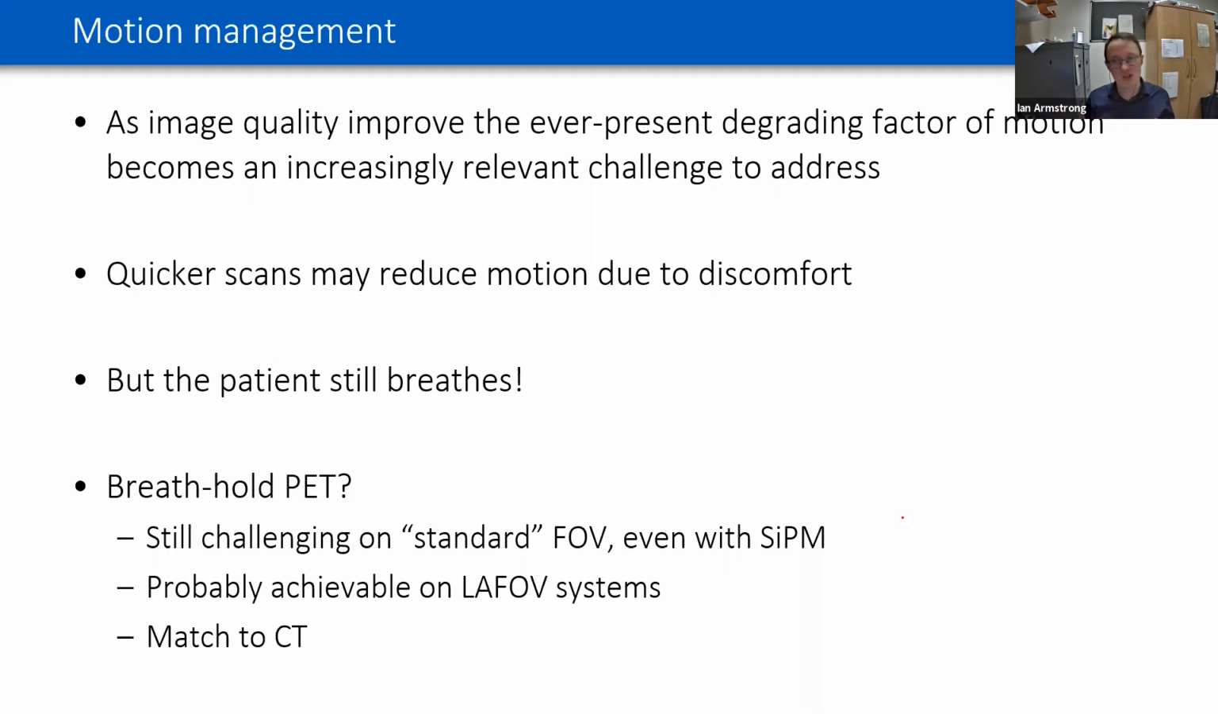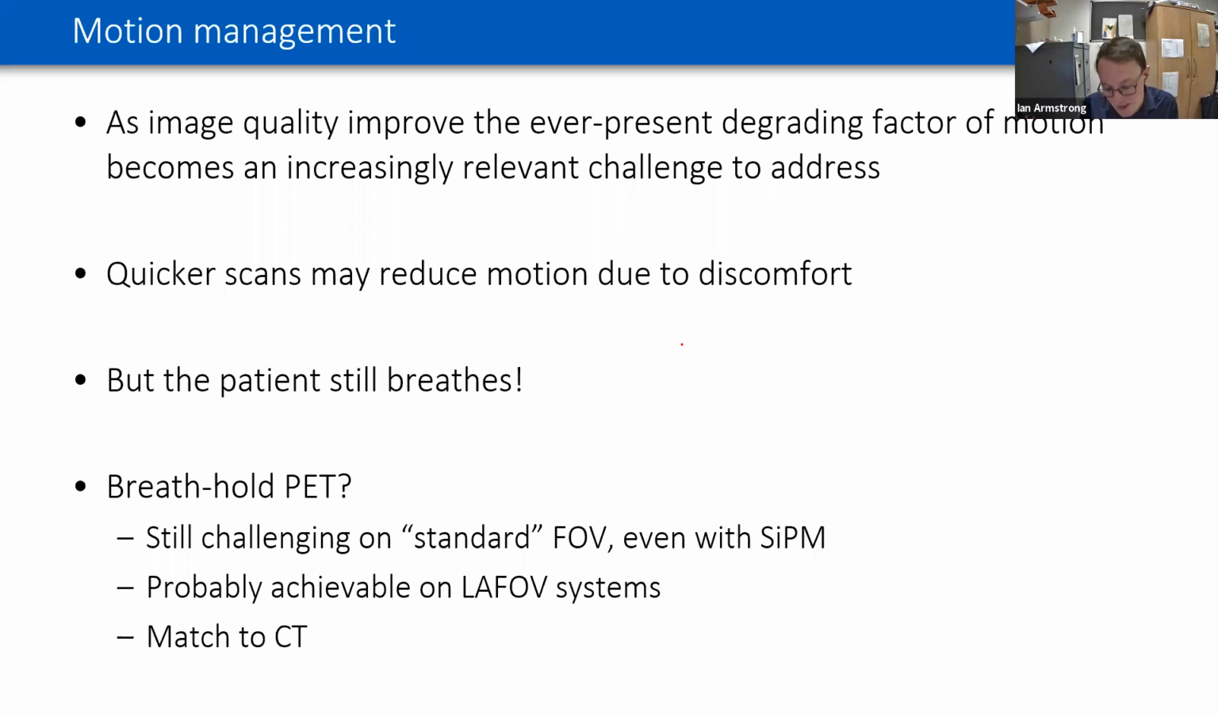For example, there is certainly some benefit to having a system which allows us to scan faster, and that means we might minimize some degree of motion due to discomfort. But of course, they still breathe, obviously. And so that for lung lesions is always going to be a potential issue. Now, I've heard mentioned a little bit about people trying to do breath hold PET, obviously a little bit like how we would do in CT.